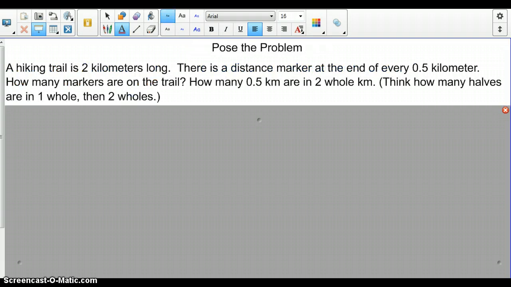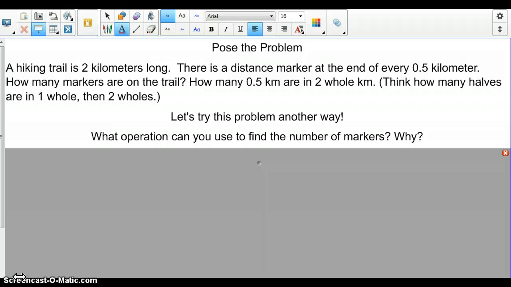Pose the problem. A hiking trail is 2 kilometers long. There is a distance marker at the end of every 5/10 kilometers. How many markers are on the trail? How many 5/10 kilometers are in 2 whole kilometers? Think how many halves are in 1 whole. Then 2 wholes.